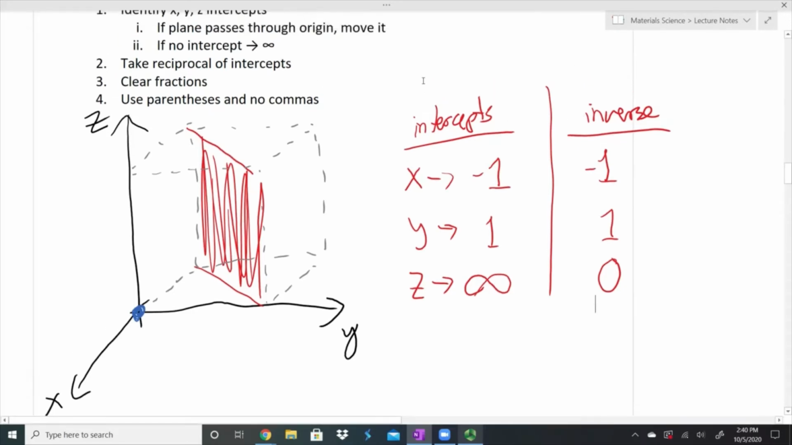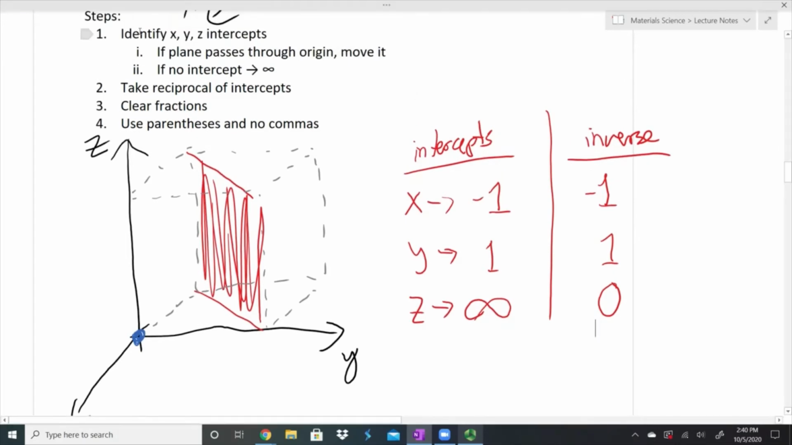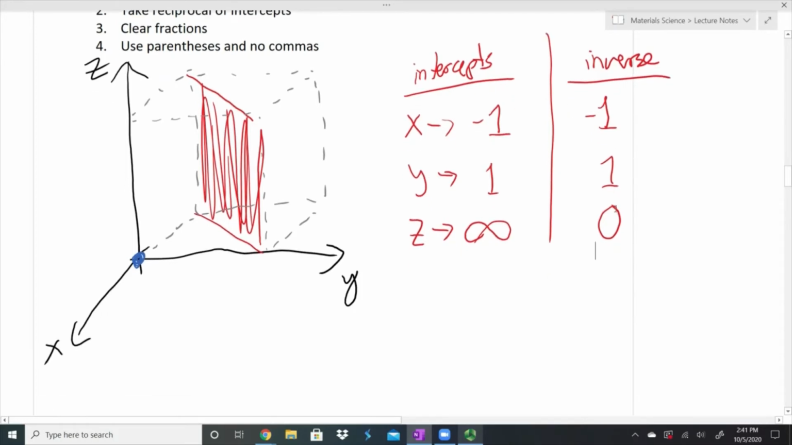And we have our steps right here. Let me scroll up so we can talk about this. First, we identify the x, y, z intercepts. If the plane passes through the origin, we move it, which we did. If there's no intercept, we call it infinity. We did that with z here. Then we took the reciprocals, or the inverse. We made sure there were no fractions, and then we use parentheses with no commas. And so our plane would be bar 1, 1, 0 in parentheses.